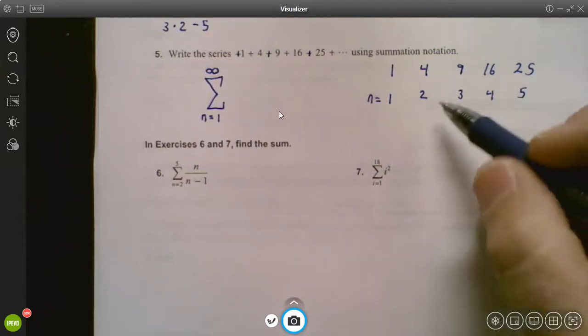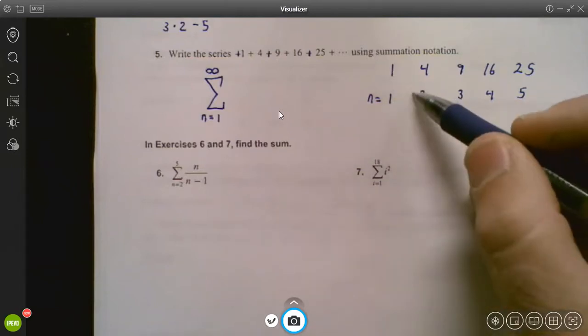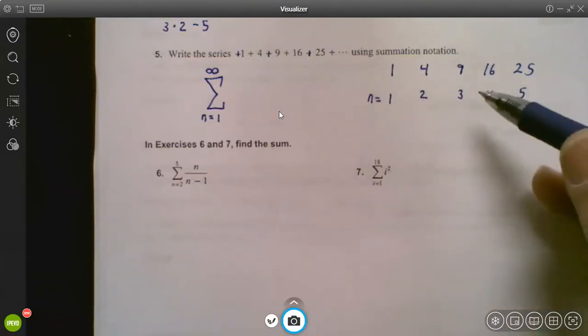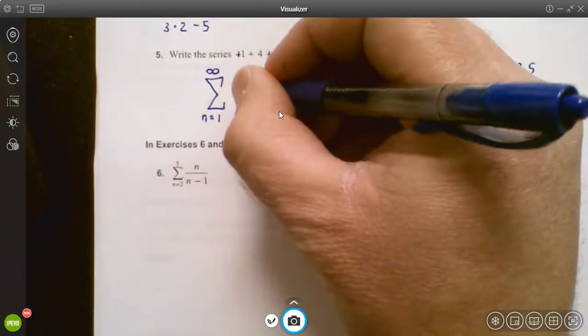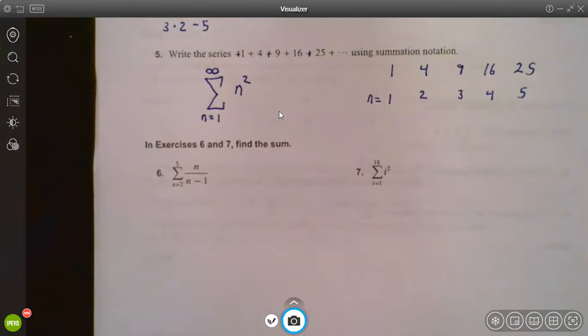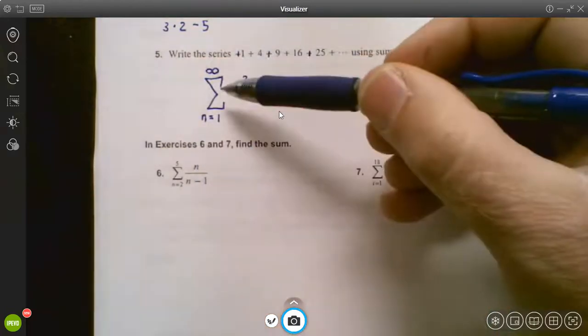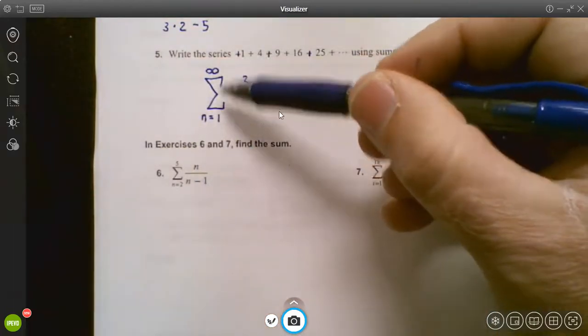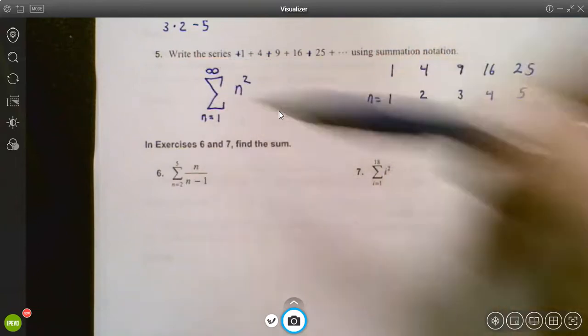You might notice on this that we're taking our value for n and we are squaring it. 1 squared is 1. 2 squared is 4. 3 squared is 9, and so on. So what we did for this is we took our value for n and we squared it. And so that's what this would look like in sigma notation. So this is saying I'm finding the sum of terms 1 through forever according to this rule. Right? And that's how we would describe it.